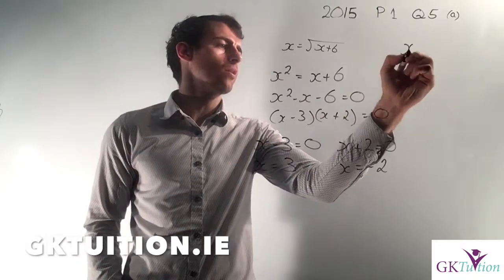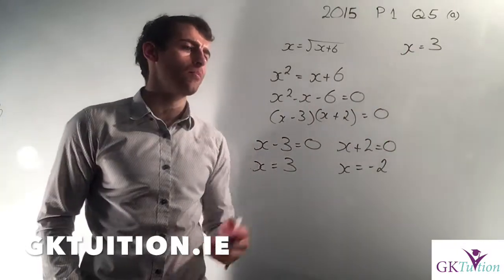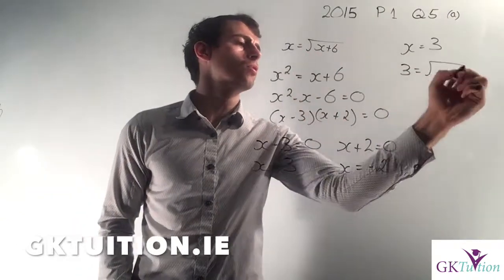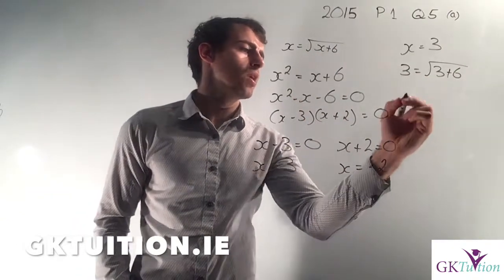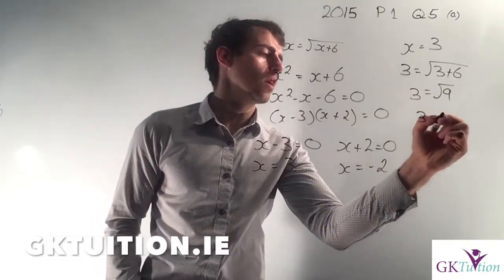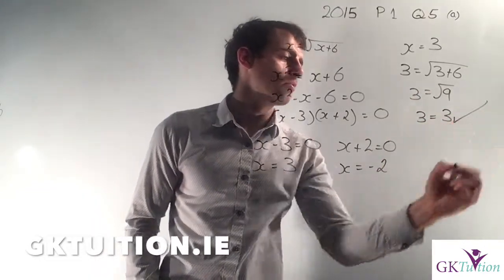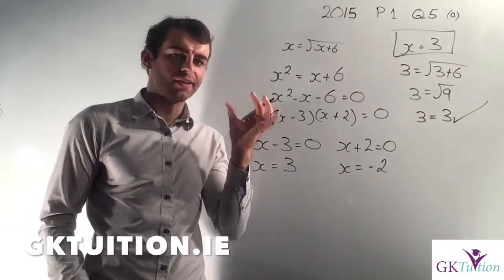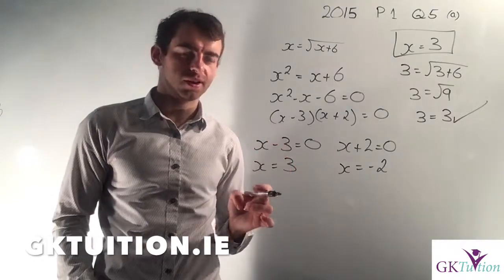So the first scenario, I want to see if this is true when x is equal to 3. So I can say that 3 is equal to the square root of 3 plus 6. So my first answer is that 3 is equal to the square root of 9. So clearly I'm ending up with 3 equals 3, so I'm happy enough with that one. So x equals 3 is an answer. Okay? And it's the next one that's interesting that I want to talk to you about.